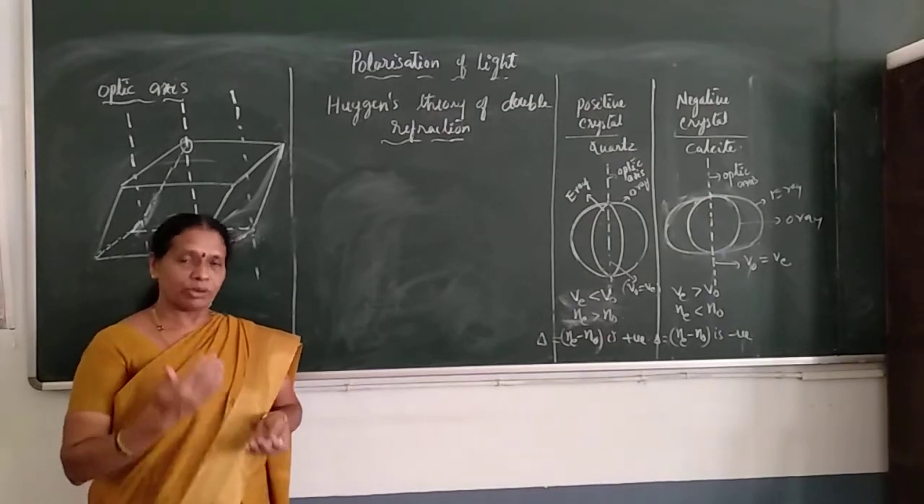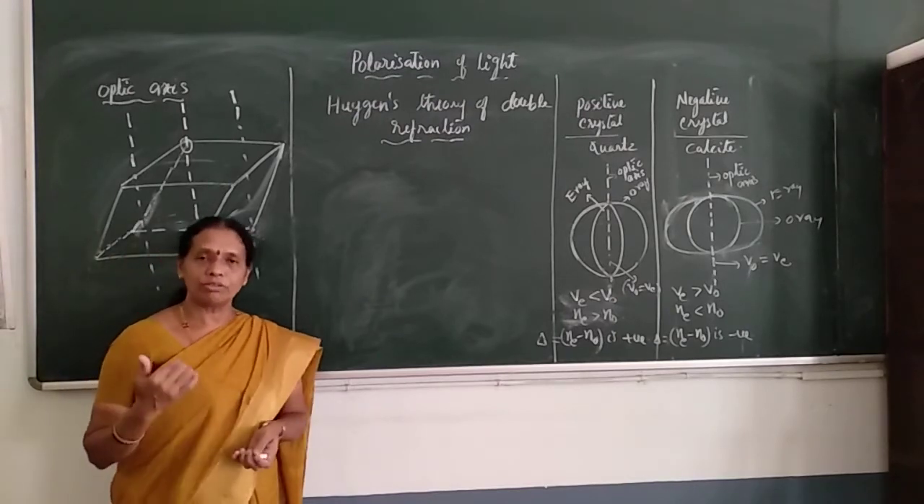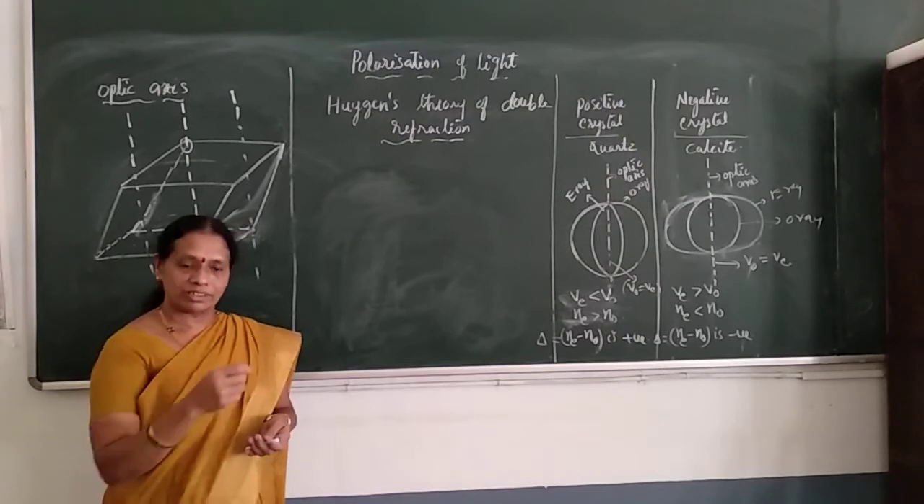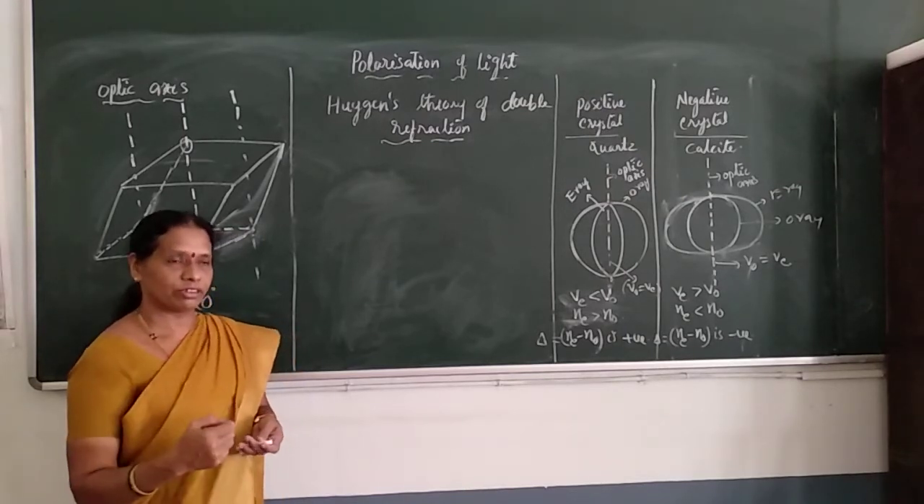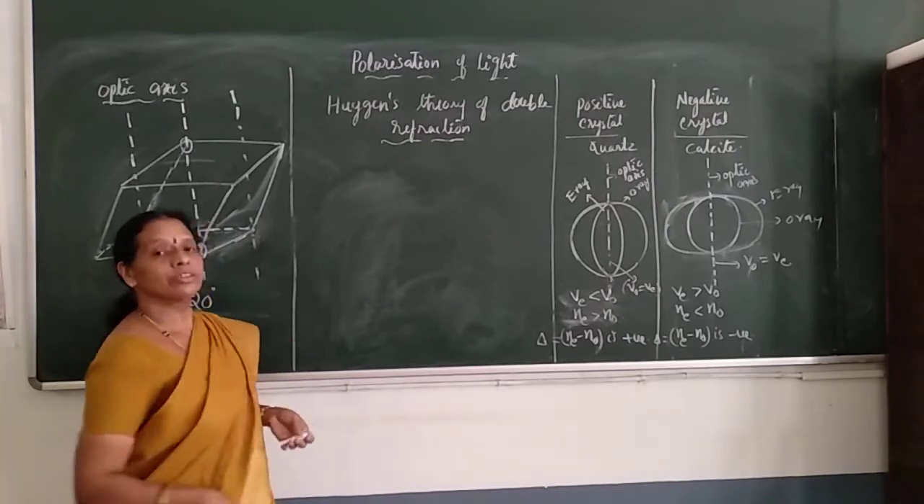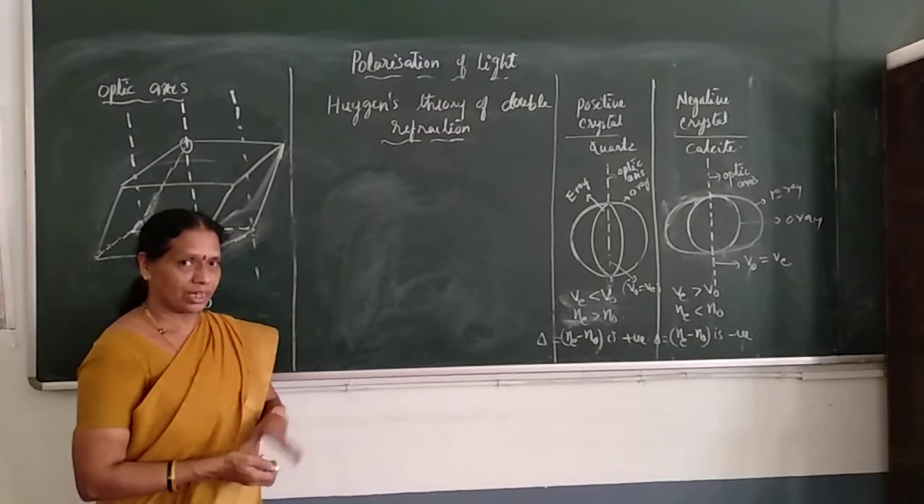He used wave theory. Then he considered the idea of wavefronts. What is a wavefront? A wavefront is nothing but the locus of the points in the medium which are vibrating in the same phase. He considered the idea of the wavefront to explain this double refraction. We have discussed this in the previous class.